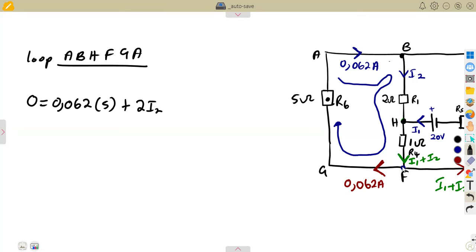From H to F, there's a different current there, I1 plus I2. Is it moving in the same direction? Yes, the current is moving from H to F, so it's a positive. So that's the resistance there, which is 1 times the current. Our current is current 1 plus current 2. Current times resistance. From H to F, there's a different current in this branch.